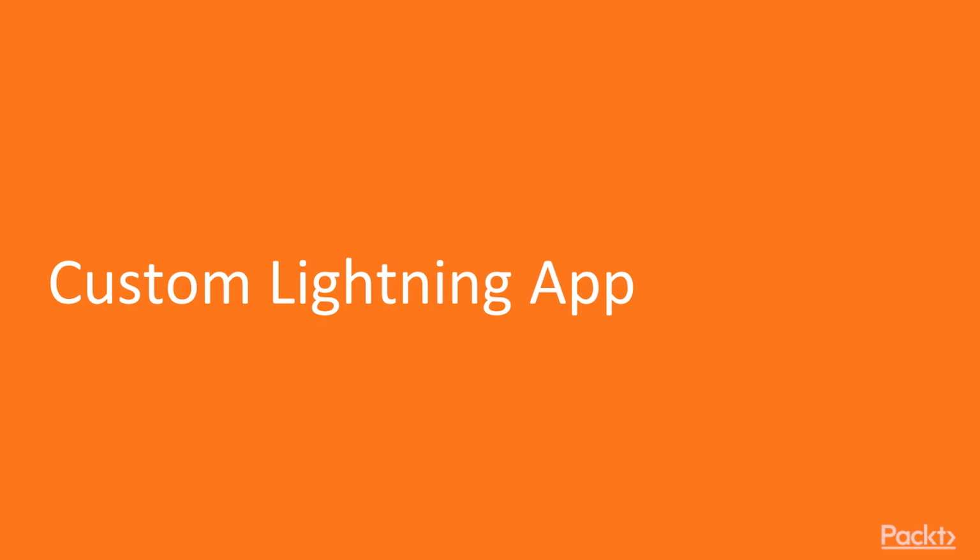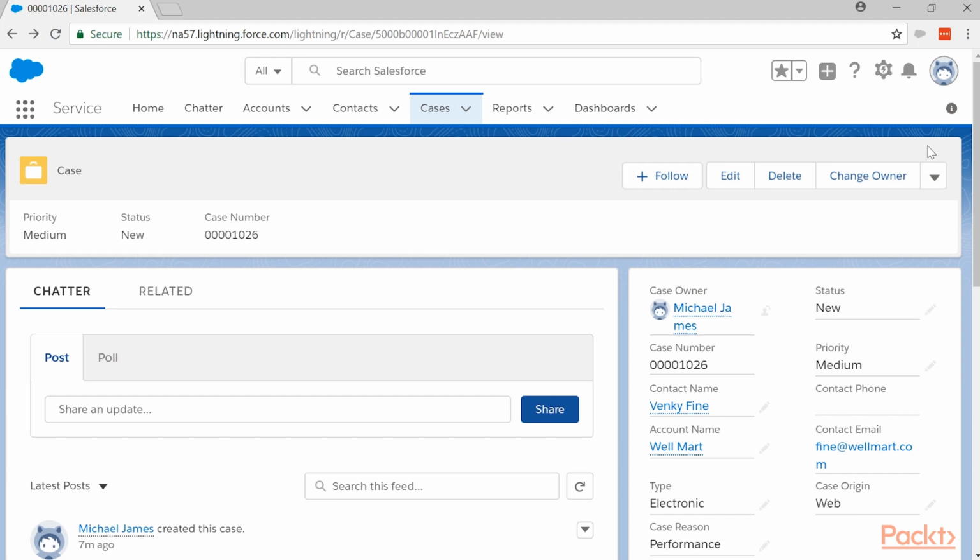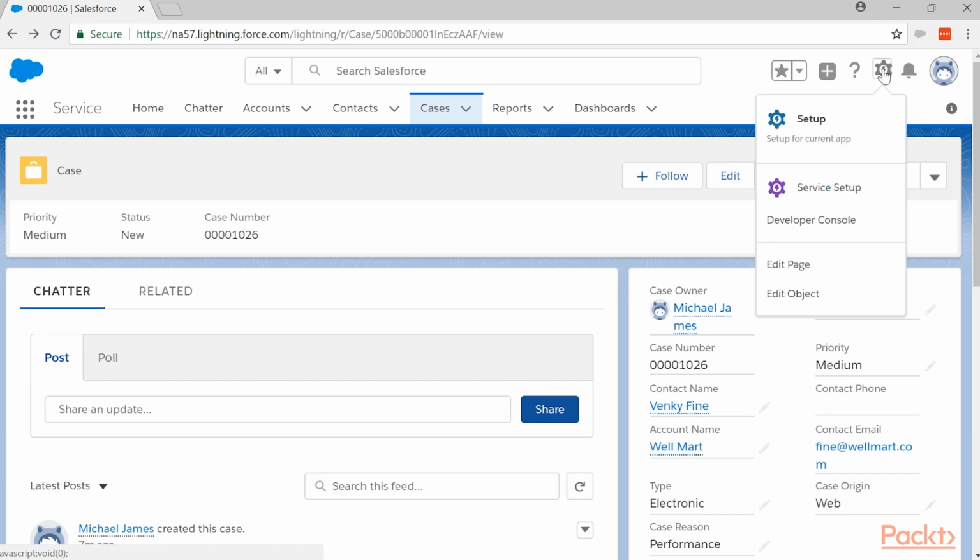Custom Lightning app. In this video, we are going to take a look at using the Lightning Experience App Manager, creating a custom Lightning app. In this course, we are creating a Lightning app called Health Awareness Program. For our development process, we need to go to Setup icon. Wherever you are, you come here to the Setup icon, click on that and select Setup.